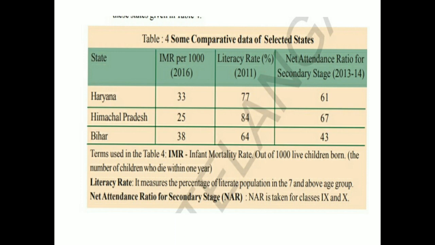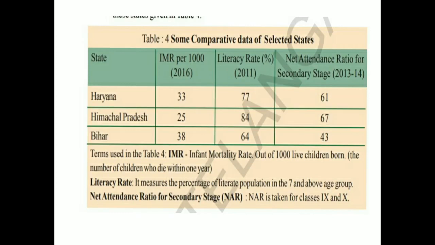So here we can compare the states Haryana, Himachal Pradesh and Bihar. See how the infant mortality rate differs from one state to another, and the literacy rate also, and even the attendance ratio. This shows whether the state is a developed one, or is going to be developed, or is underdeveloped. Three criteria we are using here. One is developed. The second one is in a developing stage. And the third one is underdeveloped.